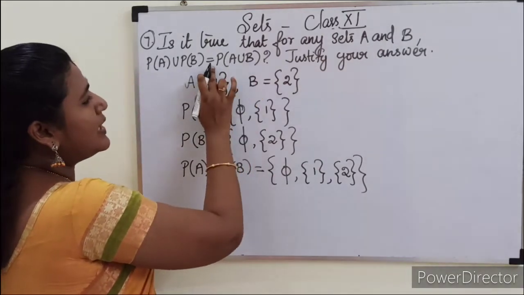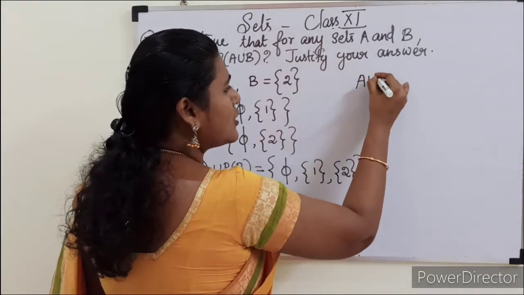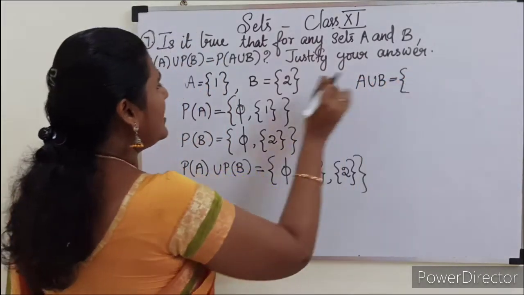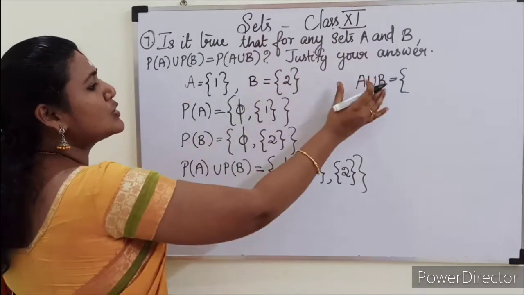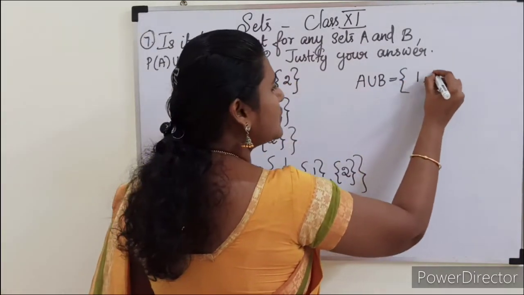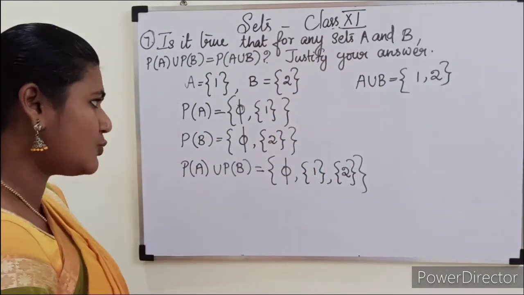Now we will calculate P(A union B). For that, first we will find A union B. We have set A as {1} and set B as {2}. So we will find its union, and we will get the set {1, 2}. So A union B will be the set {1, 2}.